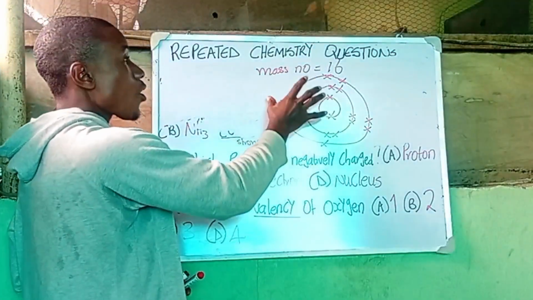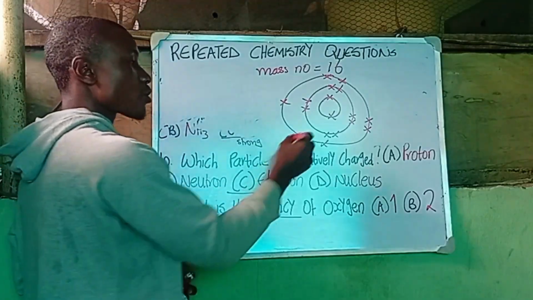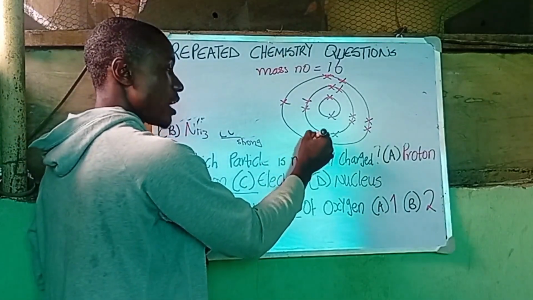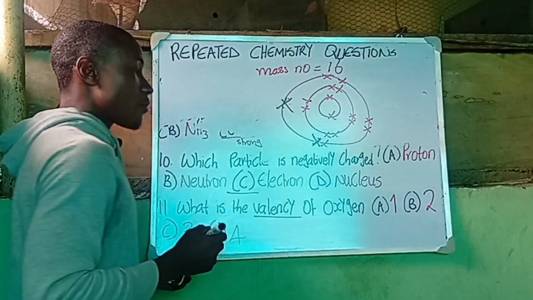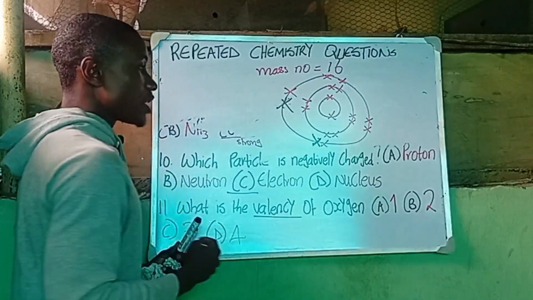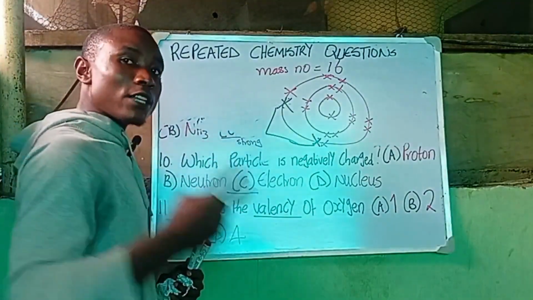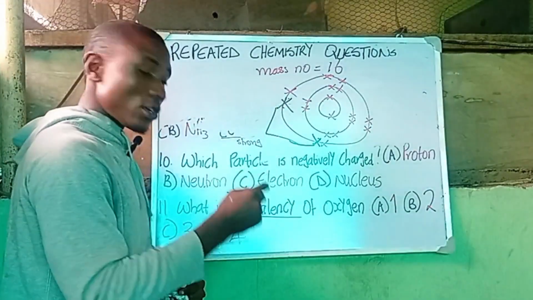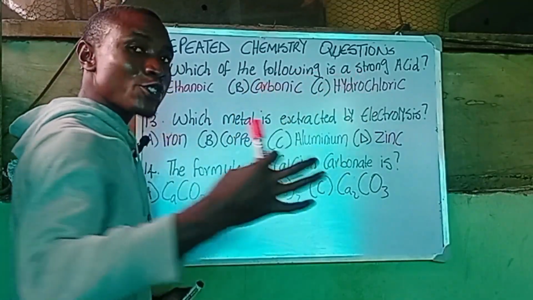So this is the electronic configuration representation of oxygen in a shell format. At this point, oxygen just needs 2 electrons in the outermost shell for it to be complete. So the valency of oxygen is 2, because it needs just 2 electrons for it to be balanced. Are we together? So that is the valency of oxygen, which is 2, and not 4.